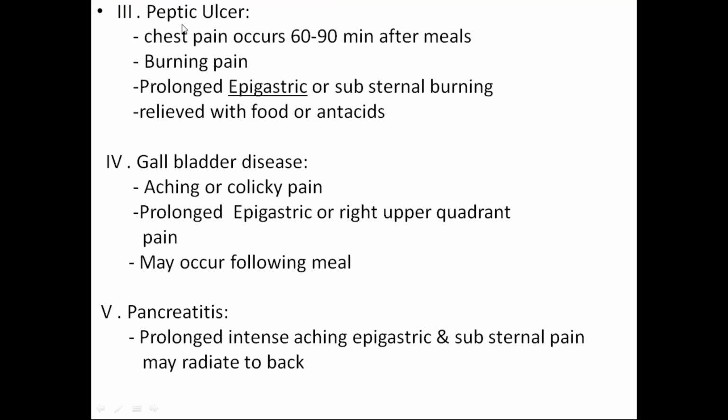Peptic ulcer, the most common presentation. Chest pain occurs 60 to 90 minutes after meals. It is burning pain in the epigastric region, relieved with antacids. And in gallbladder disease, colicky pain, you will see this right epigastric, right hypochondriac pain, colicky type of pain, may be followed by a meal.